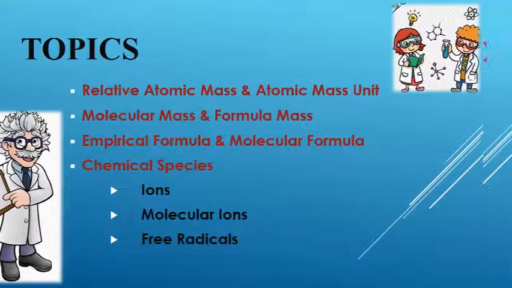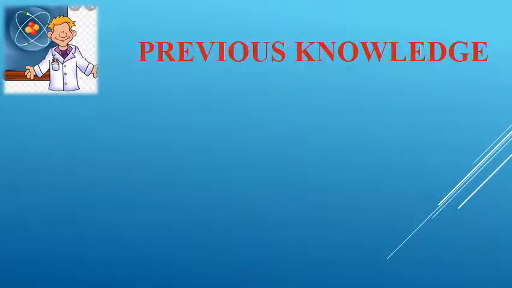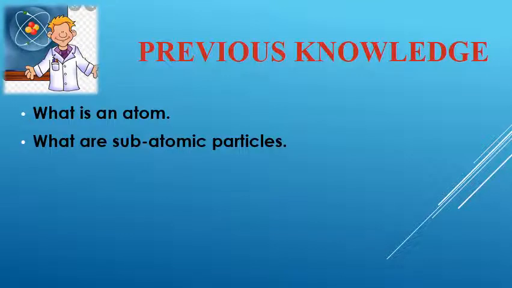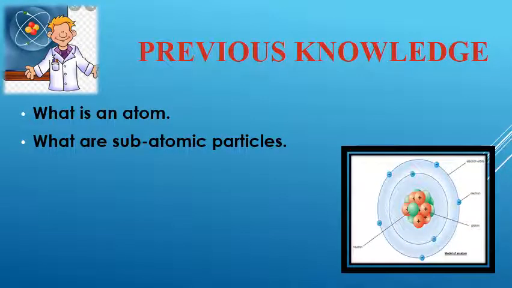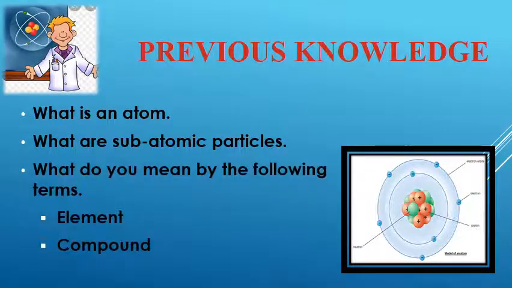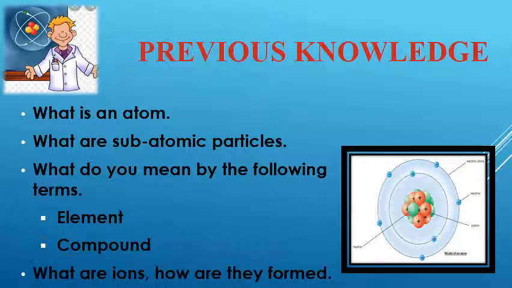well as their examples. From the previous knowledge, students have an idea about what is an atom and what are the subatomic particles that are present in an atom. Subatomic particles are the particles that an atom is made up of, and they are electrons, protons, and neutrons. They have also learned in the previous lectures about the following terms as element and compound, and they also have an idea about ions and how exactly they are formed.